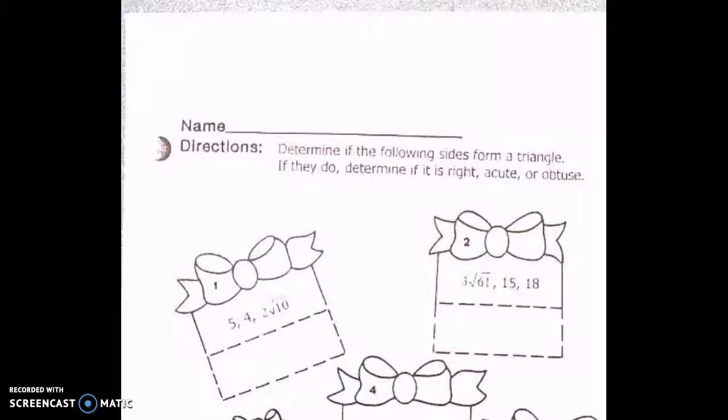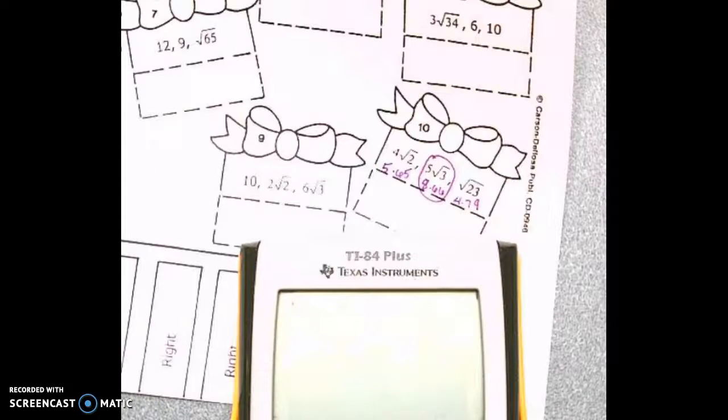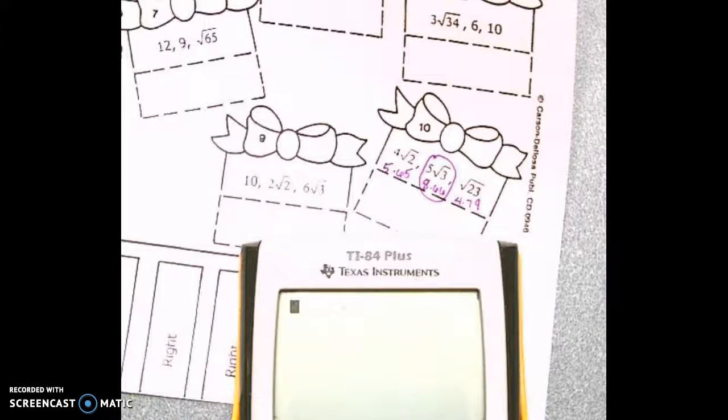If you're looking at the Christmas package side of the page, since I want to have the actual values, I'm going to be using my 4 square root 2, my 5 square root 3, and my square root 23 in this problem. I've already identified that 5 square root 3 is the biggest side of this problem. So I'm going to figure out my A, B, and C to see, do I have a triangle?